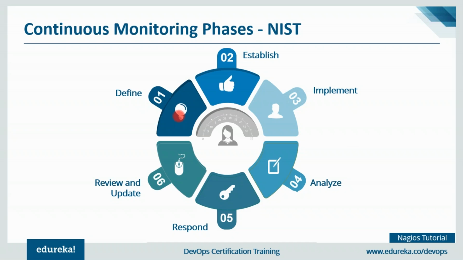So these are the multiple phases given to us by NIST for implementing continuous monitoring. NIST is basically National Institute of Standards and Technology. So let me just take you through each of these stages. First thing is define. So you need to basically develop a monitoring strategy. Then what you're going to do, you're going to establish measures and metrics. And you're also going to establish monitoring and assessment frequencies, at how frequently you're going to monitor it, right?